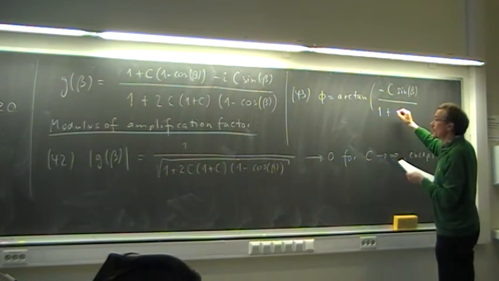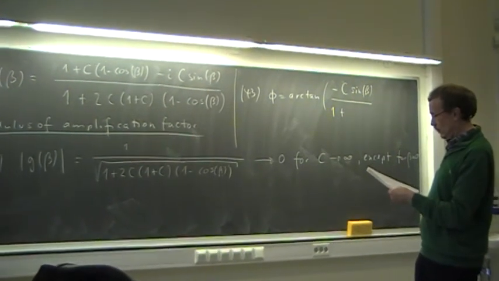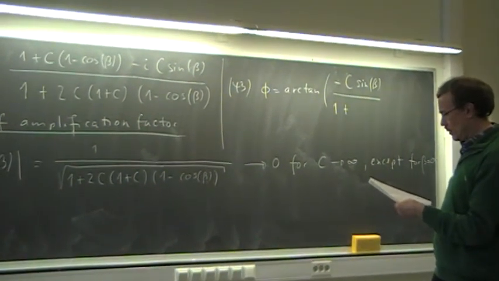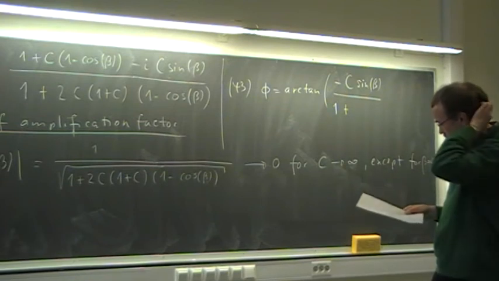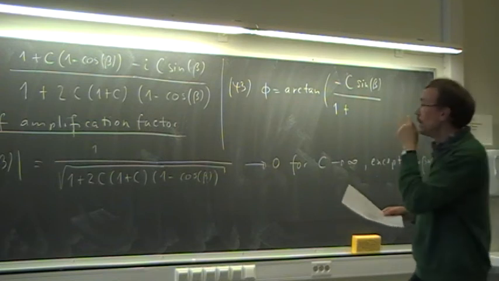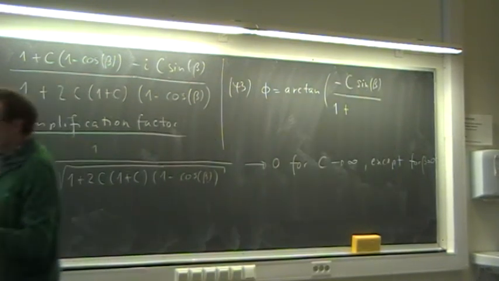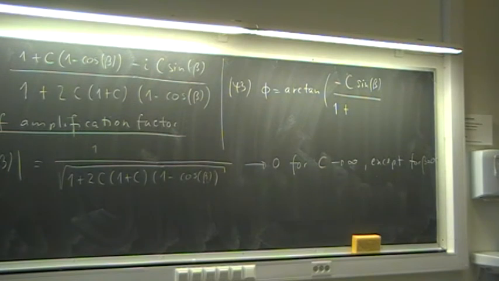1 plus, I think I forgot a 2 there. Sorry for that. Let's see if that's right. No, it's correct. The 2 is only coming from the denominator. Let's see. You can check that. That should be a 2 or not. No, when we go to formula 41, there is no 2. It's just 1 plus c, 1 minus cosine plus I sine. So it's correct.